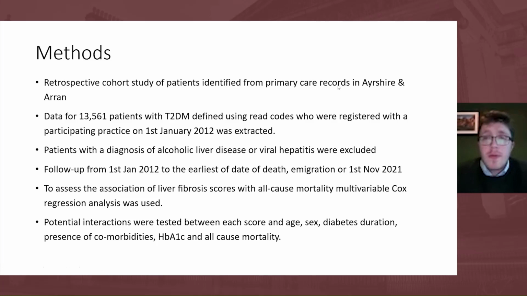So this is a retrospective cohort study of patients identified from primary care records in Ayrshire and Arran in Scotland. We extracted data for around 13,500 patients with type 2 diabetes using read codes from January 2012 and followed them up for 10 years or until death or emigration. We excluded patients with a diagnosis of alcoholic liver disease or viral hepatitis. And then to assess the association of these scores with all-cause mortality, we use multivariable Cox regression.